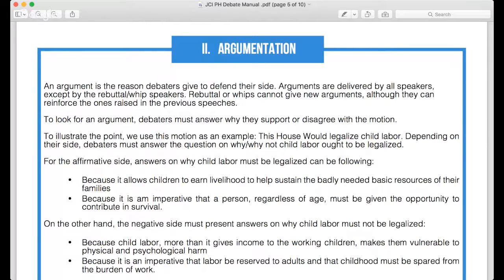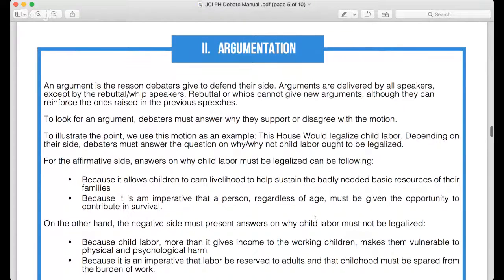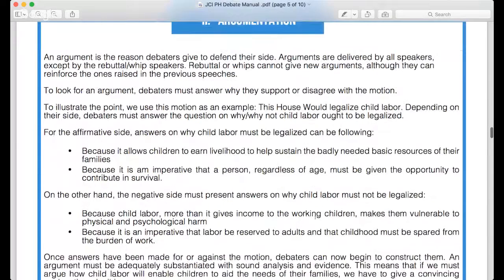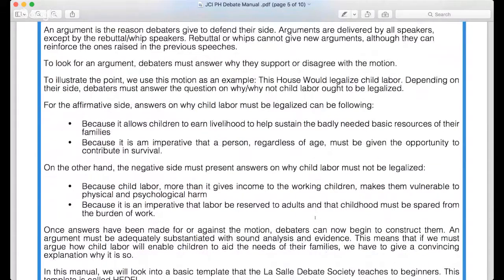Another argument might be that it is an imperative that labor be reserved to adults and that childhood must be spared from the burden of it. If you take a look at it, there are three types of arguments in general. In the examples above, you saw the principled argument: it's an imperative, regardless of age, for individuals to be given the opportunity to survive. That's a principled argument, not a pragmatic argument. When we're talking about survival, each and every individual has the right to do whatever it takes to survive. So that's a principled argument.